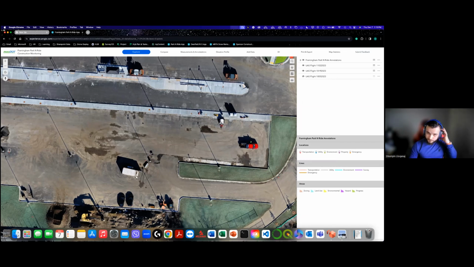Jimmy, this is Tom at Esri. Can I ask this question? Yes. What's the timeline, or the time it takes, to go from the raw imagery to get it into a product that you're presenting here in Experience Builder?